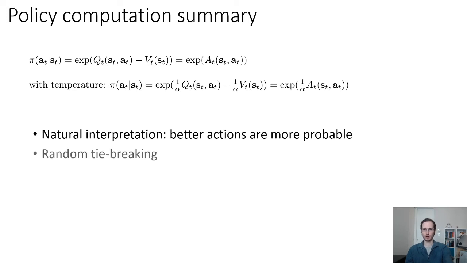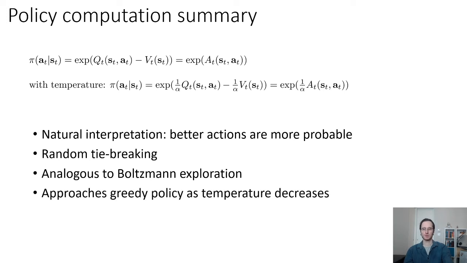Better actions are more probable. You get random tie breaking. So if two actions have exactly the same advantage, you'll take them with equal value. And it's kind of analogous to Boltzmann exploration. And of course, this approaches the greedy policy as the temperature decreases. So if you take alpha down to 0, then you recover the standard greedy optimal policy.